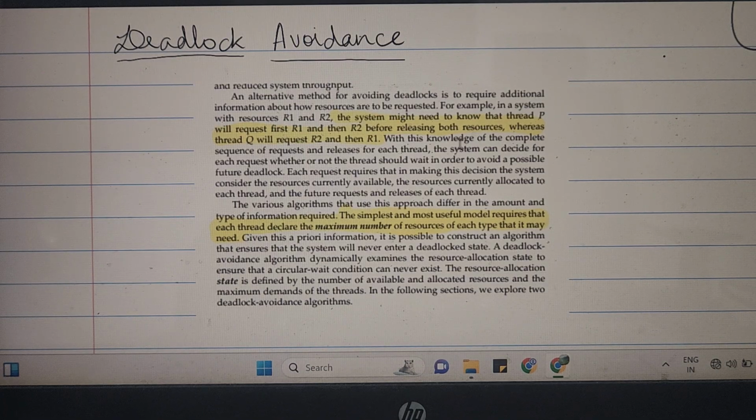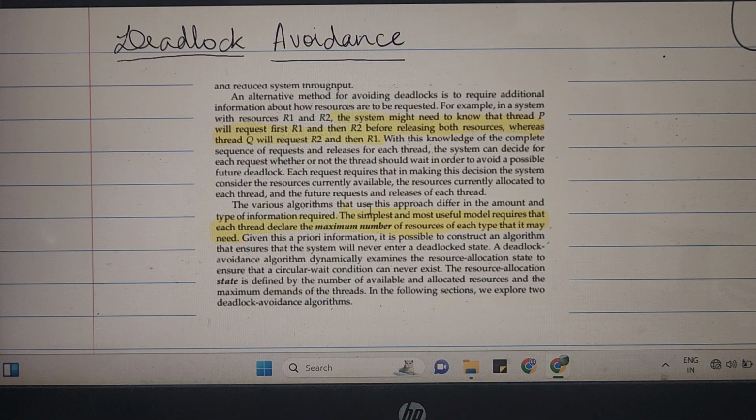Okay, we've been discussing deadlocks for quite a while now. We looked at deadlock prevention, detection, and recovery. So, the final topic with respect to deadlocks, which we'll be looking at in the next few segments, is deadlock avoidance.